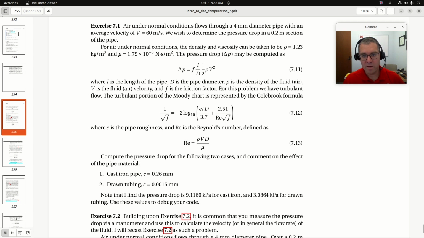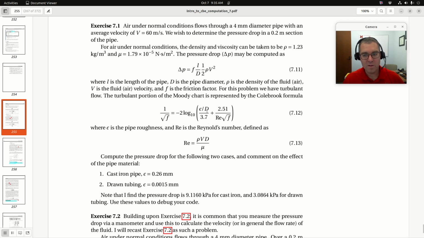All right, so now about f. For this problem, we have turbulent flow. The turbulent portion of the Moody chart is represented by the Colebrook equation, which is given as such, where epsilon is the pipe roughness and Re is the Reynolds number, defined as this. And then we're given two different values of the relative roughness to consider.